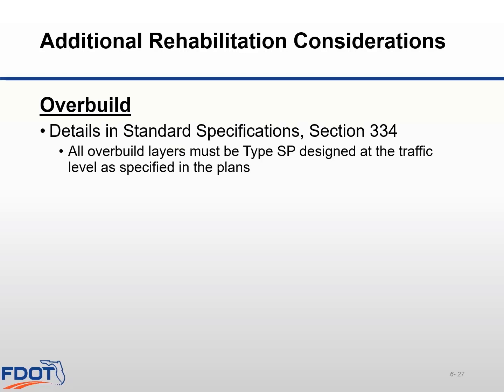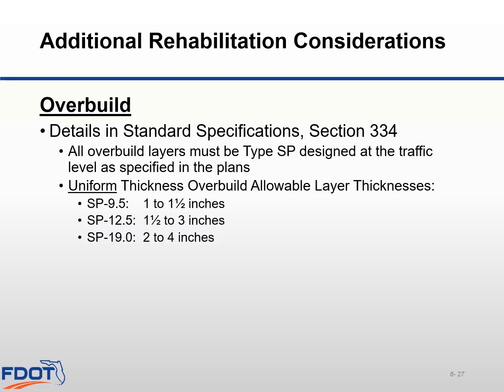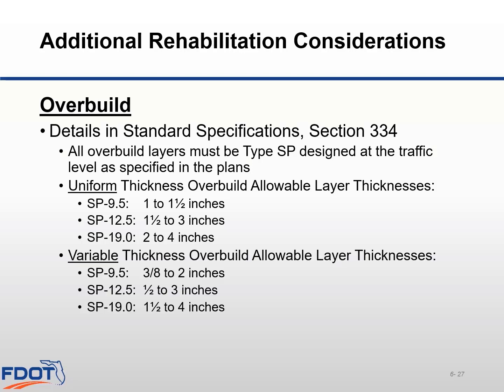All overbuild layers must be constructed with superpave at the same traffic level as used in the plans, so the asphalt used for the overbuild can and should be the same as the structural course that we use on the rest of the project. For uniform thickness overbuild, the allowable layer thicknesses are shown here, and these values match the allowable layer thicknesses for our regular structural courses. We do have different allowable layer thicknesses for our variable thickness overbuild layers though.